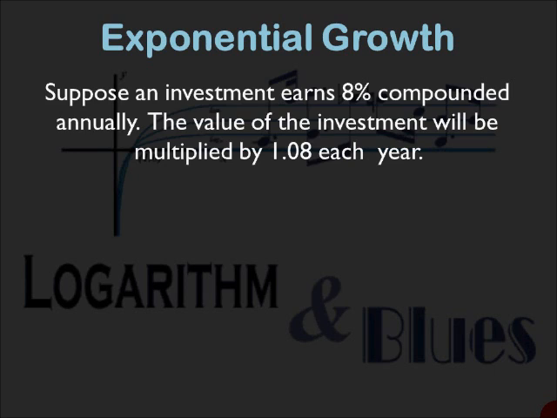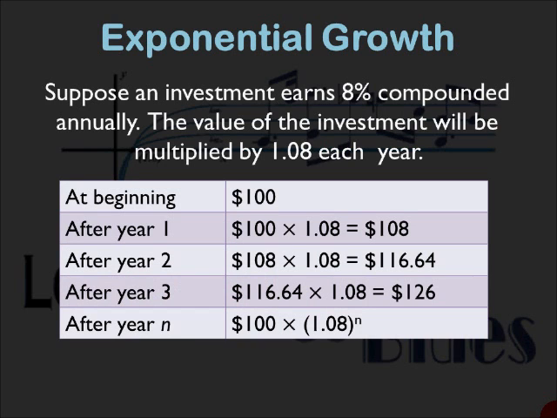Exponential growth. Let's suppose an investment earns 8% compounded annually. The value in the investment will be multiplied by a factor of 1.08 each year. So when you start, you have $100. After the first year, you're going to add 8% to that because that's what your 8% interest or 8% return on investment gets you. So after the first year, you're going to have $108. The second year, you're going to take another 108% of that, and you're going to end the second year with $116.64. By the third year, you're going to end up with $126.